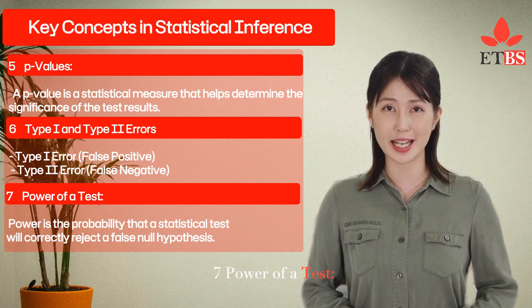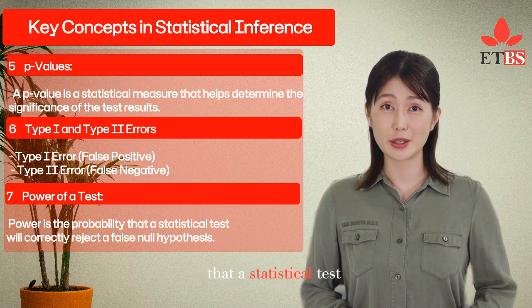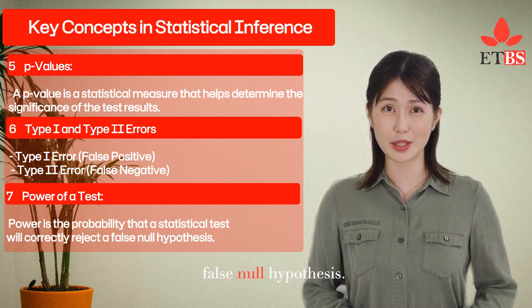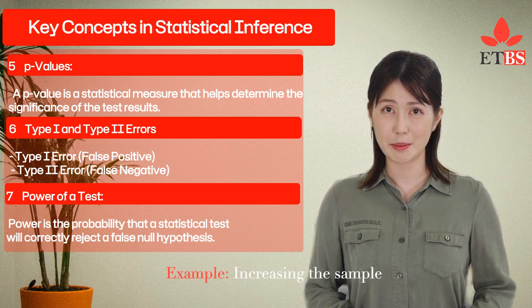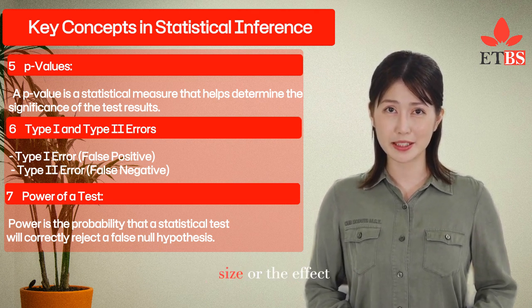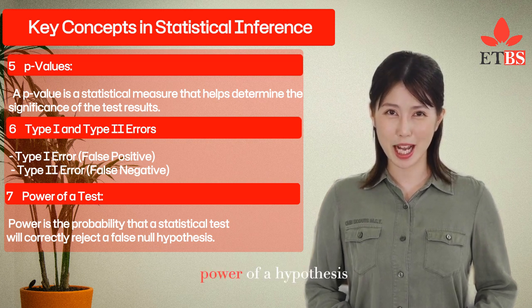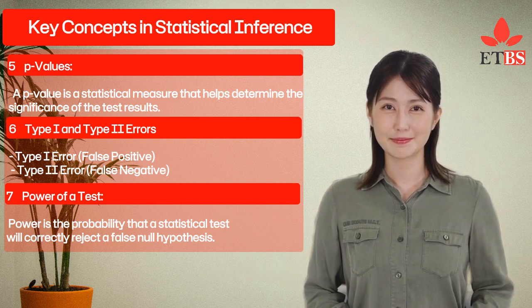7. Power of a test. Power is the probability that a statistical test will correctly reject a false null hypothesis. High power means the test is likely to detect a real effect if one exists. Example: increasing the sample size or the effect size can increase the power of a hypothesis test.